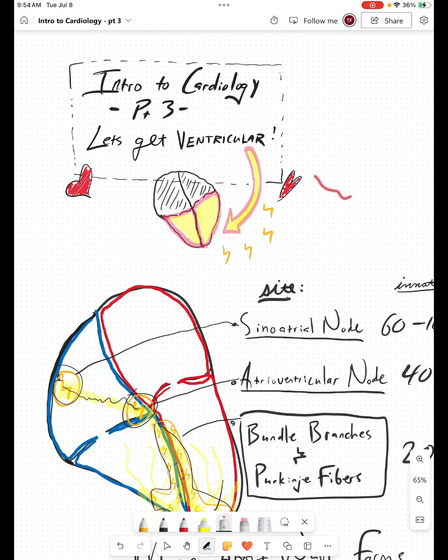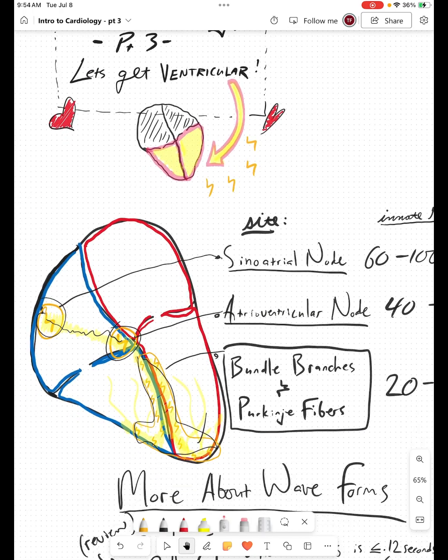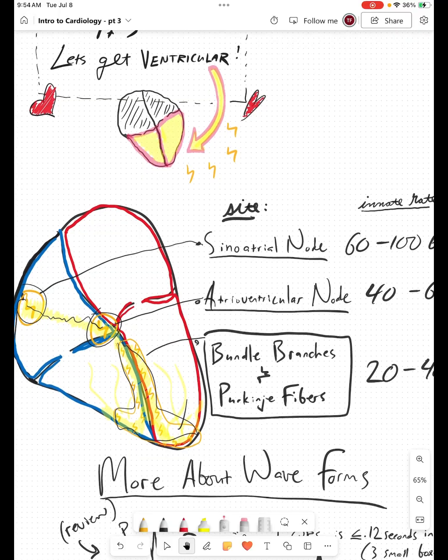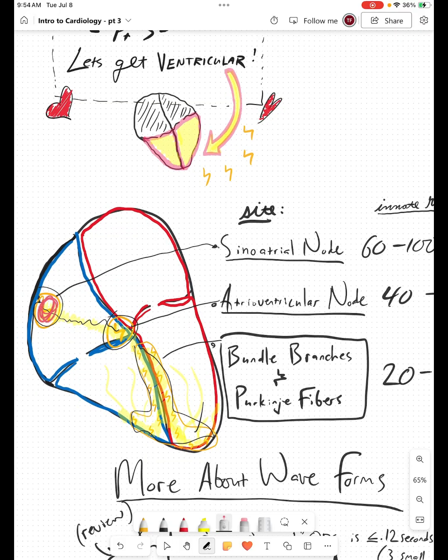To review, before we get into that, I want to talk about that electrical conduction system one more time. Over here we have our SA node, our sinoatrial node, that is going to beat innately at 60 to 100 beats per minute. Then moving down the line, we have our atrioventricular node, the AV node, between the atria and the ventricles, and the innate firing rate for that is 40 to 60 beats per minute. And then descending, we have our bundle branches and our Purkinje fibers, and those are going to innately fire at 20 to 40 beats per minute.